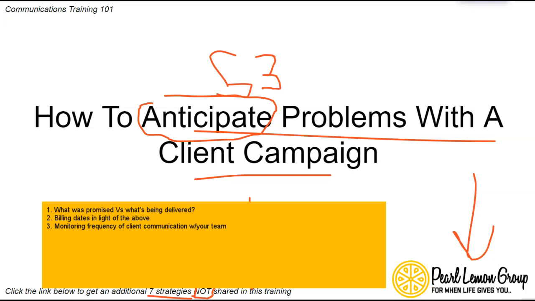So monitoring frequency of client communication with your team is important, and then making sure you have those regular check-ins is going to help tons. So what was promised versus what's been delivered, billing dates in light of the above, because if you're short of the delivery and it's time to bill again, it's going to cause problems. Okay, and if you can see it coming down the line, you should be mindful and able to figure that out ahead of the problem, and therefore start taking action to do something about it. So ultimately, those are the 3 ways of identifying or anticipating problems.